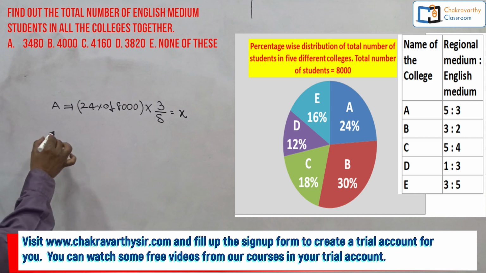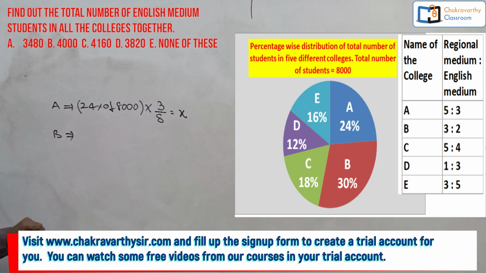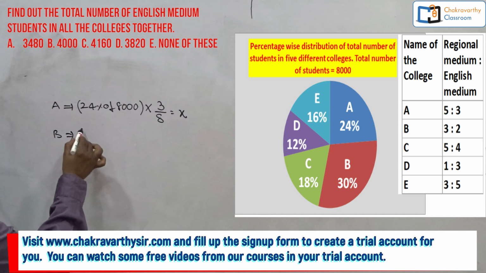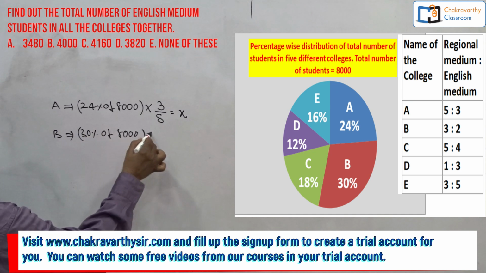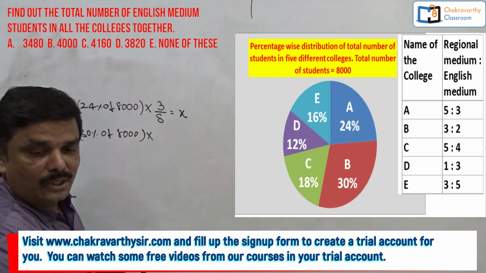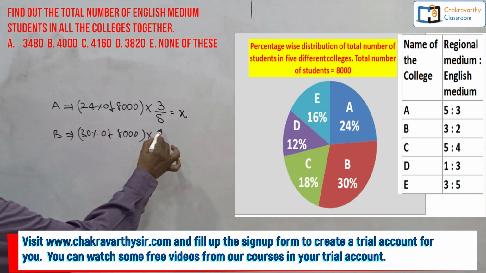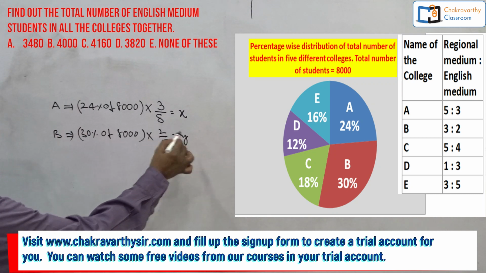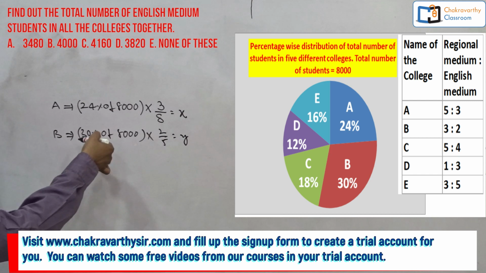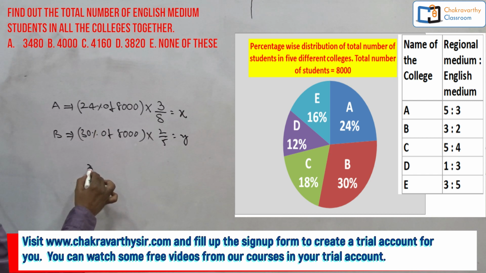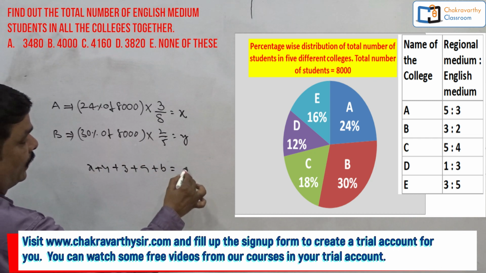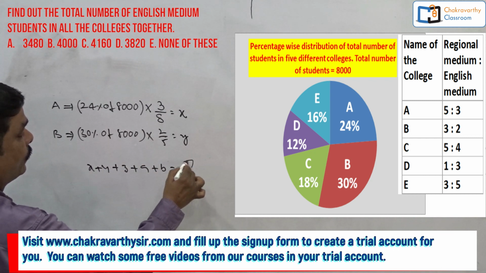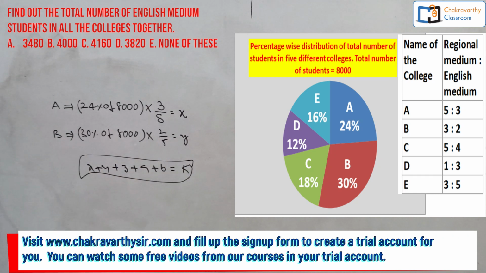What about B? What's the percentage they have given? 30%, right? 30% of 8,000 into B, 3:2 ratio, so 2 by 5. You will get some Y value. Then C, D, E also. You need to add up X plus Y plus Z plus A plus B. So this is going to be your answer. For example, K is your answer. You have to do it this way.